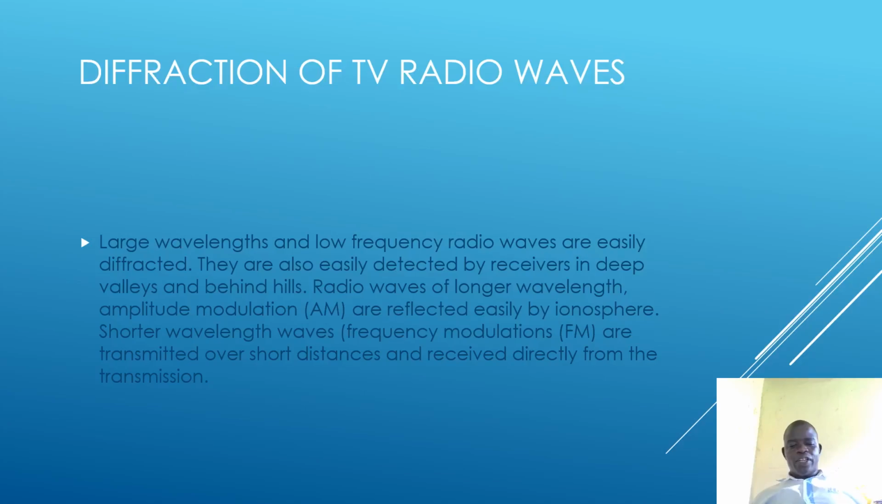So radio waves of longer wavelength use amplitude modulation, and are easily reflected by the ionosphere, so they can transmit sound over long distances. Then short wavelength waves use frequency modulation, which are transmitted over short distances and directly received by the receivers.